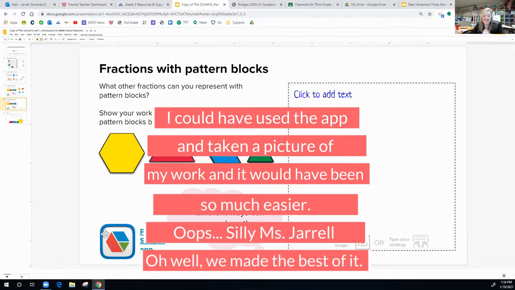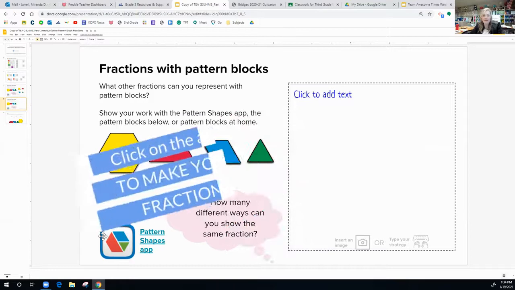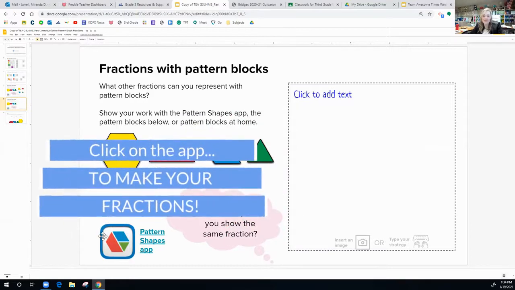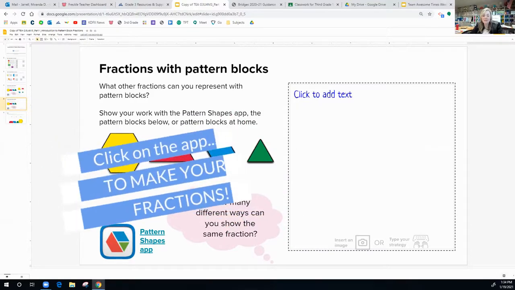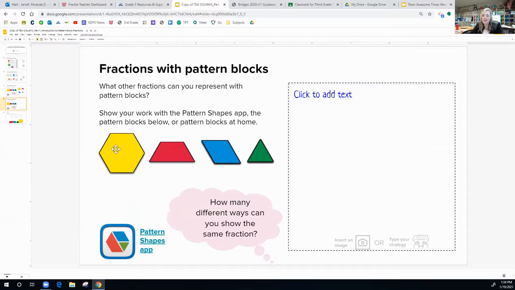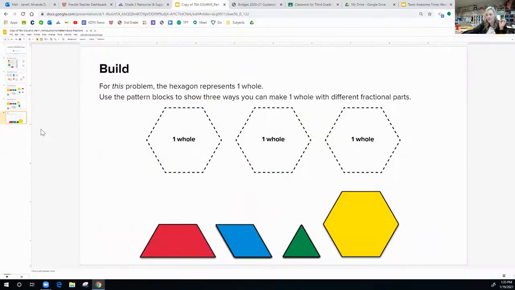Okay, friends. So hopefully you had time to sketch out some different scenarios, or maybe you have these blocks in front of you if you're at school and you made some predictions. I'm going to show you now what I came up with. If I had one of these, I could All right, and then our last one. For this problem, the hexagon represents one whole. Use the pattern blocks to show 3 ways you can make one whole.